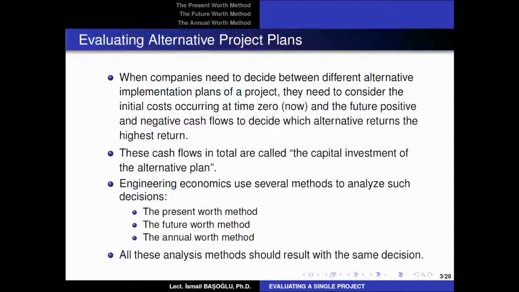So let's move forward. So it says when companies need to decide between different alternative implementation plans of a project, they need to consider the initial costs occurring at time 0 and the future positive or negative cash flows to decide which alternative returns the highest return. Now, I'm just going to explain that sentence with a simple example.